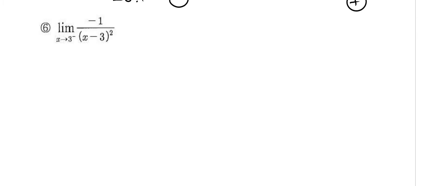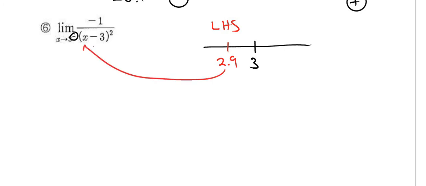Alright, we want question number 6. I hope this one should be a bit easier because this is just a one-sided limit here, and the number that I will put in the middle is 3. And since this is a left-hand limit, let's look at numbers on the left-hand side of 3. So a good number there would be 2.9, and then we take 2.9 and we just do a direct substitution there. So negative 1 on the numerator.